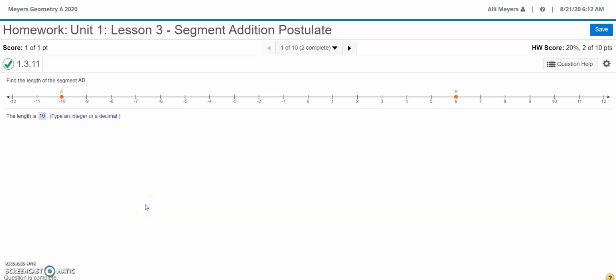Hey guys, so I'm going to go through right now and show you how to do an example of all 10 questions from yesterday's MATHXL assignment, Thursday. It's the segment addition postulate.